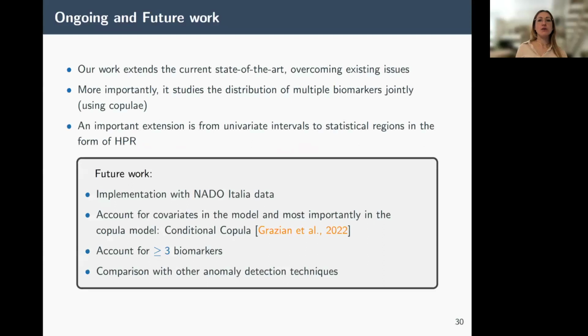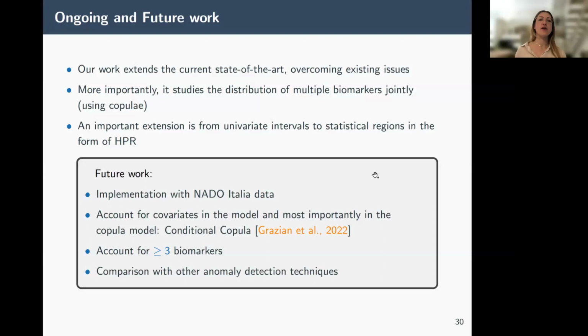So let me now conclude. What we have tried to do is extend the current framework, remaining in the Bayesian framework, remaining in a hierarchical model, but trying to understand the multivariate characteristic of multiple biomarkers. We have done so by using copulas, which are able to disentangle complex dependency structures. And we have done so by using conformal prediction theory, which leads to frequentist coverage guarantees, even if we are in a Bayesian setting.